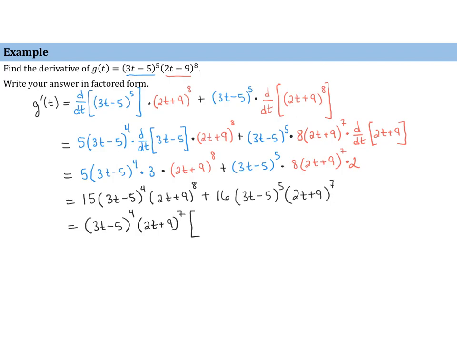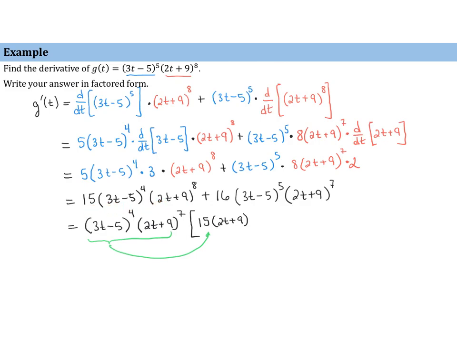So from the first quantity, we have a 15, but we factored out all the 3t minus 5s, and we factored out all but one of the 2t plus 9s. So we're left with 15 and (2t plus 9), which, if we were to distribute this quantity to that first term, we would obtain this term.